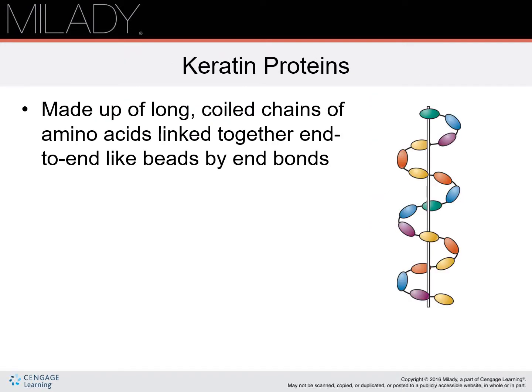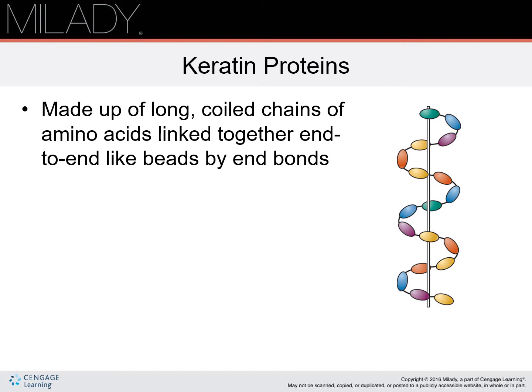Keratin proteins are made up of long chains of amino acids linked together end to end like beads. The amino acid chains are linked together by peptide bonds, also known as end bonds. These chains are called polypeptides. Keratin proteins are made of polypeptide chains, which are comprised of amino acids.